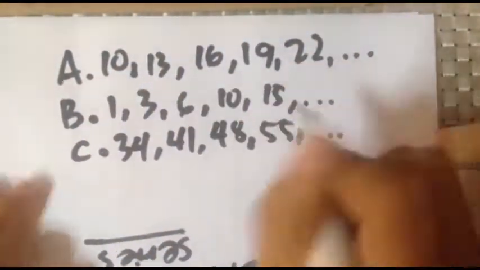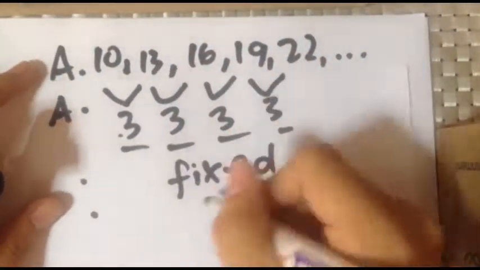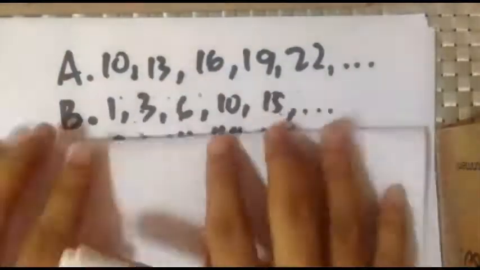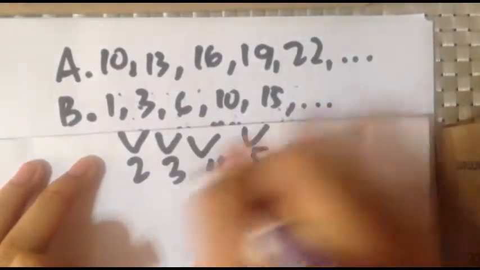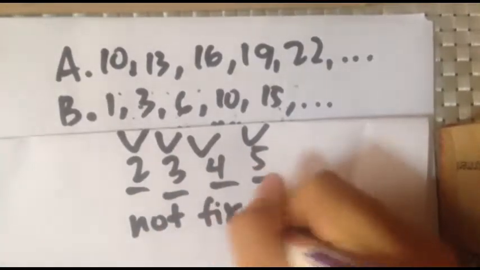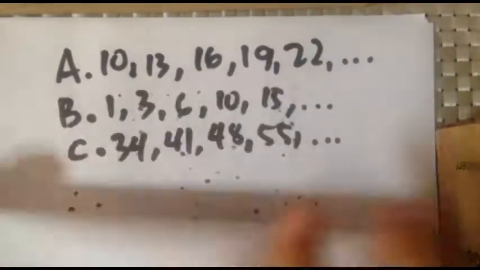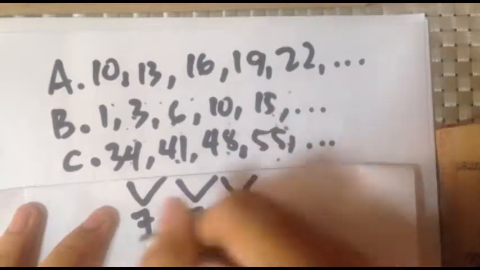Let's have an exercise. Which of the following are arithmetic sequences? Let's look at A. Well, each term is separated by 3 from the previous term, so it's an arithmetic sequence. For B, the difference from the first and second terms is 2, the difference from the second and third is 3, and then 4 and 5. It's not a fixed difference, so it isn't arithmetic. For C, the difference from each term to the one before it is 7, all the time, so it's an arithmetic sequence.